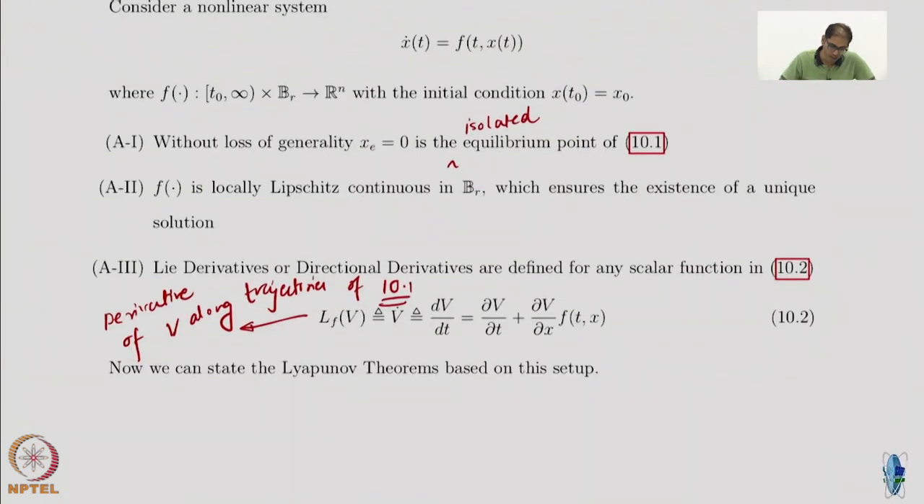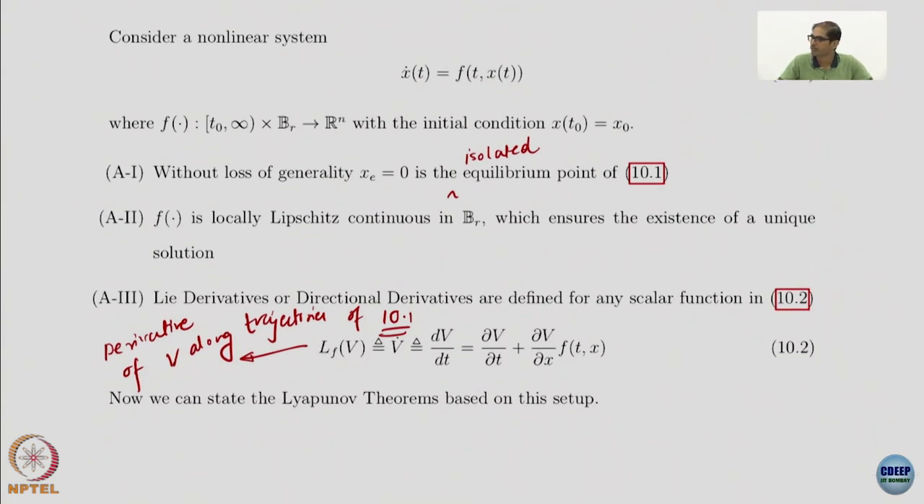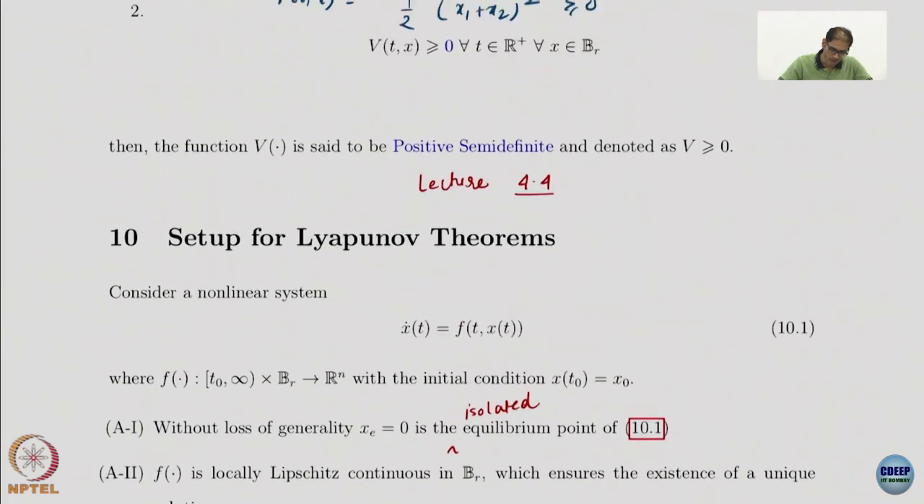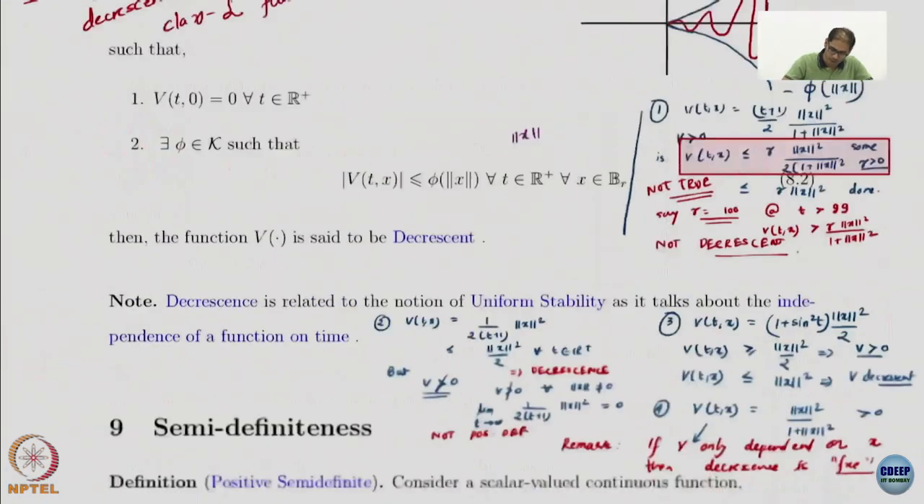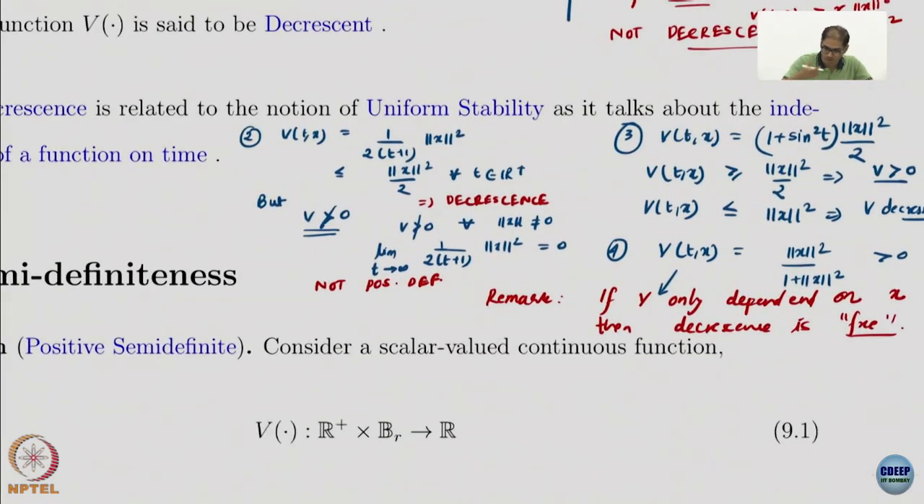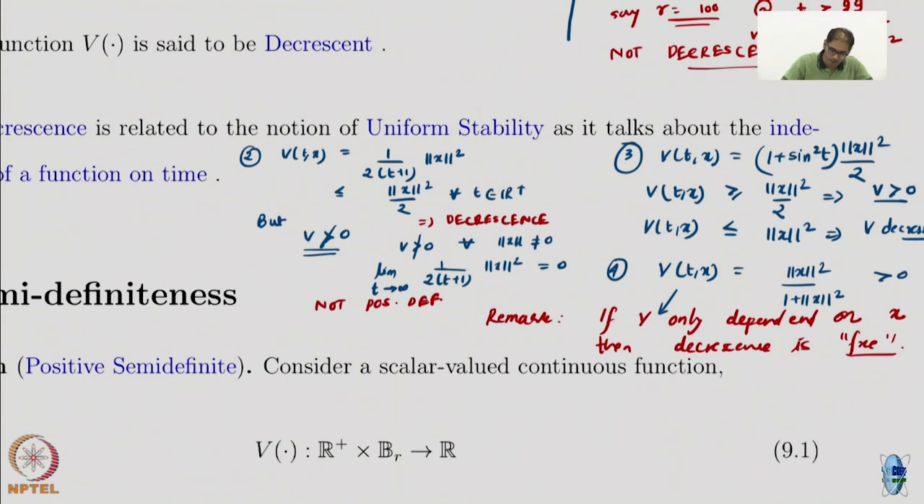And finally, we define the notion of Lie derivatives, or directional derivatives. Nothing complicated. What you think of as V dot, what comes naturally to you as the derivative of V, is actually the directional derivative. Why we use this different notation and different method of talking about it is because when you write a V, for example, I wrote some function V like this, x1 square plus x2 square. This is such a common function.